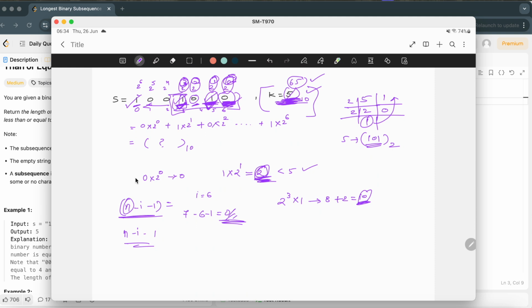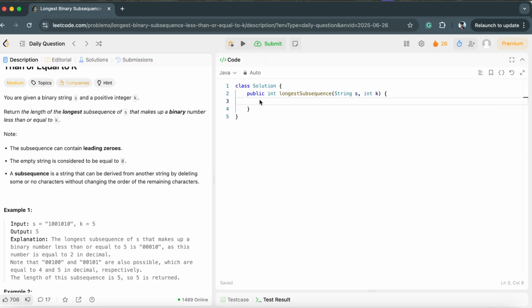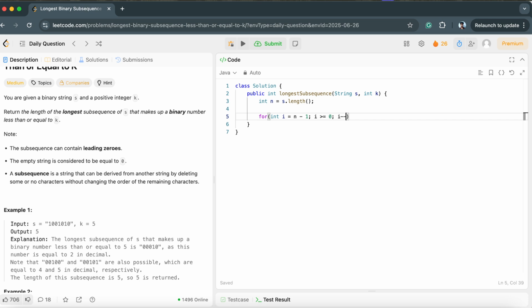Let me write down the code, and after writing the code I'll explain what we have seen right over here, and then again we will discuss this one. So let's start writing the code. In one single pass only we can write the code. The first thing that I'll get is the length, s dot length. We'll run a for loop for int i equals n minus 1, from the back we will start, because we don't want to go out of bound.